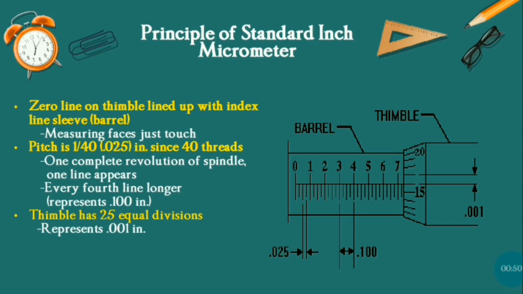Pitch is 1/40, with a measurement of 0.025 thousandths of an inch. Since there are 40 threads, for one complete revolution of the spindle, one line appears. Every fourth line is longer and represents 0.100 inch. The thimble has 25 equal divisions. Each represents 0.001 inch.